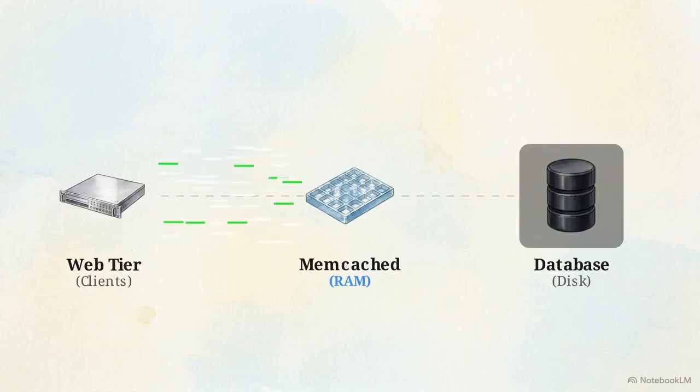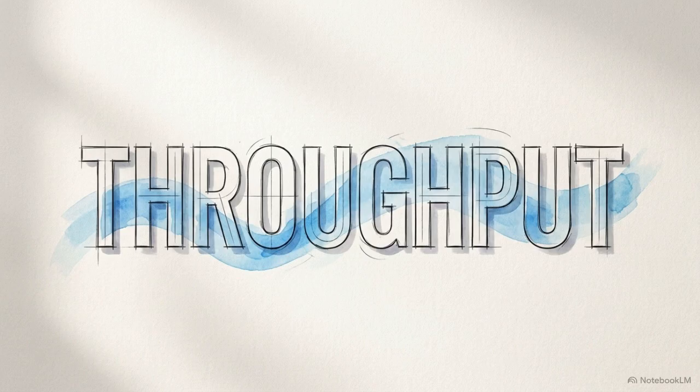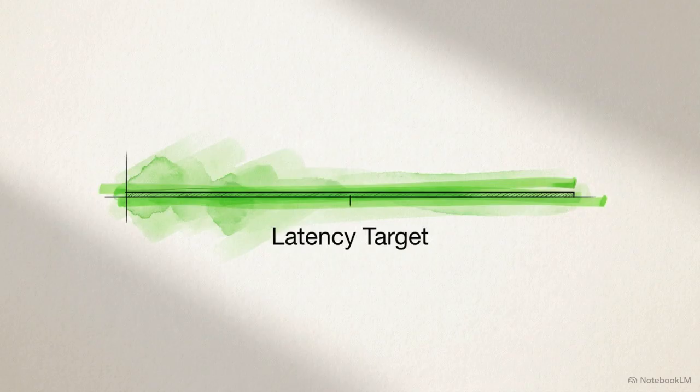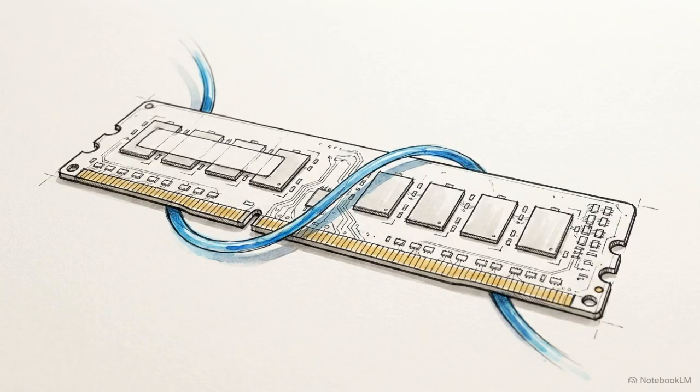Memcached sits directly in front of the database, intercepting these read requests and serving them from RAM before they ever reach the disk. Memcached is designed around a singular operational metric, speed. It reads, writes, and deletes key value pairs with O(1) constant time performance, guaranteeing data retrieval in under a millisecond.